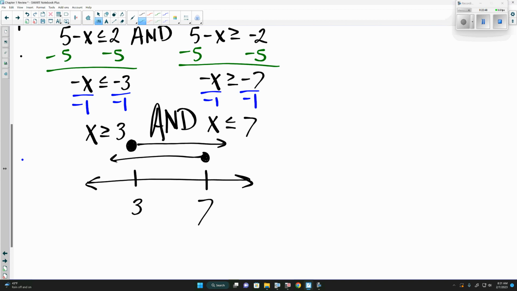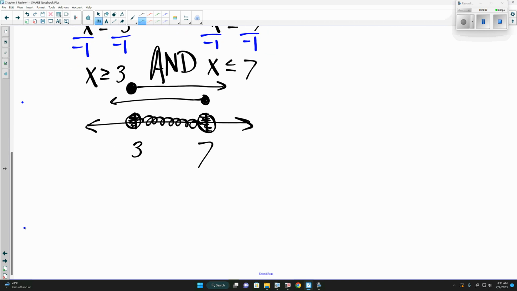And we only bring down what's in common in both. Since both spots are filled in, we're going to fill both spots in and shade in the middle. So this here is our solution. This here is the graph of it. And interval notation is going to be with our parentheses and brackets.